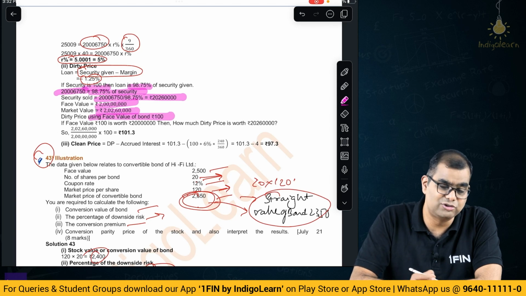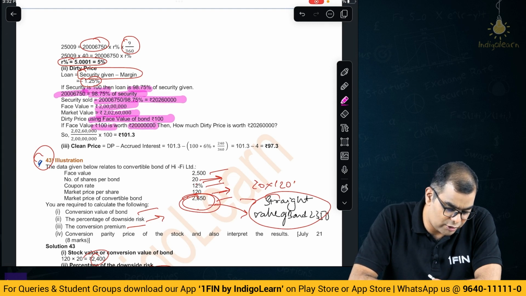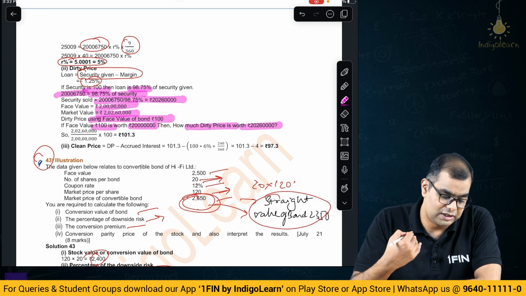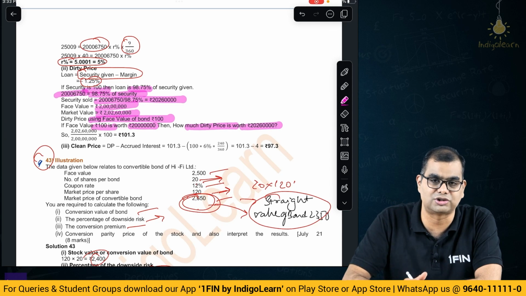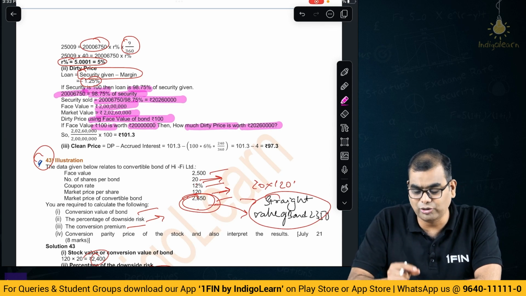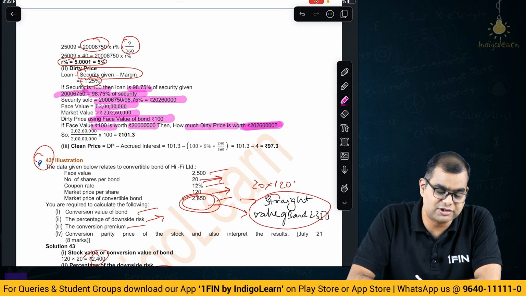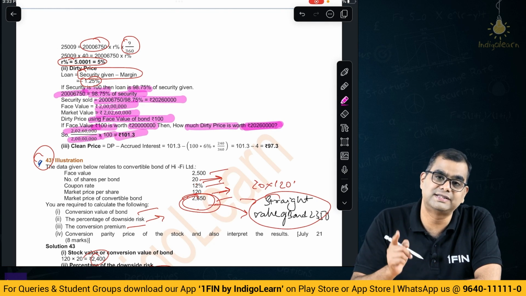So, the dirty price using face value of the bond of 100. How do you find the dirty price? Face value of 100 is worth this 2 and how many zeros? 7 zeros, which is 2 crores. Then how much is the dirty price, the value of the security that is given? See, because face value of the security is 2 crores, but the security today may have some accrued interest, and including that accrued interest, it is 202640. So, 202640 by 2 crores into 100, you get basically 101.3 as the dirty price.